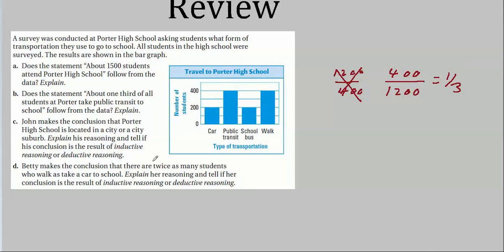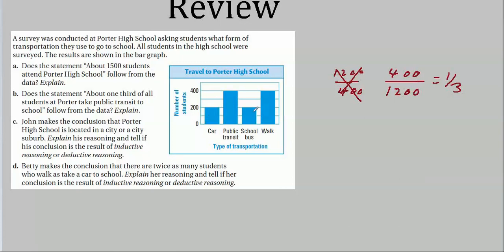There are twice as many students who walk. Well, there are 400 who say that they walk anyway. And again, who knows? And 200 who are willing to admit that their parents drive them to work. Actually, a lot of high school students drive their own cars to work, don't you?